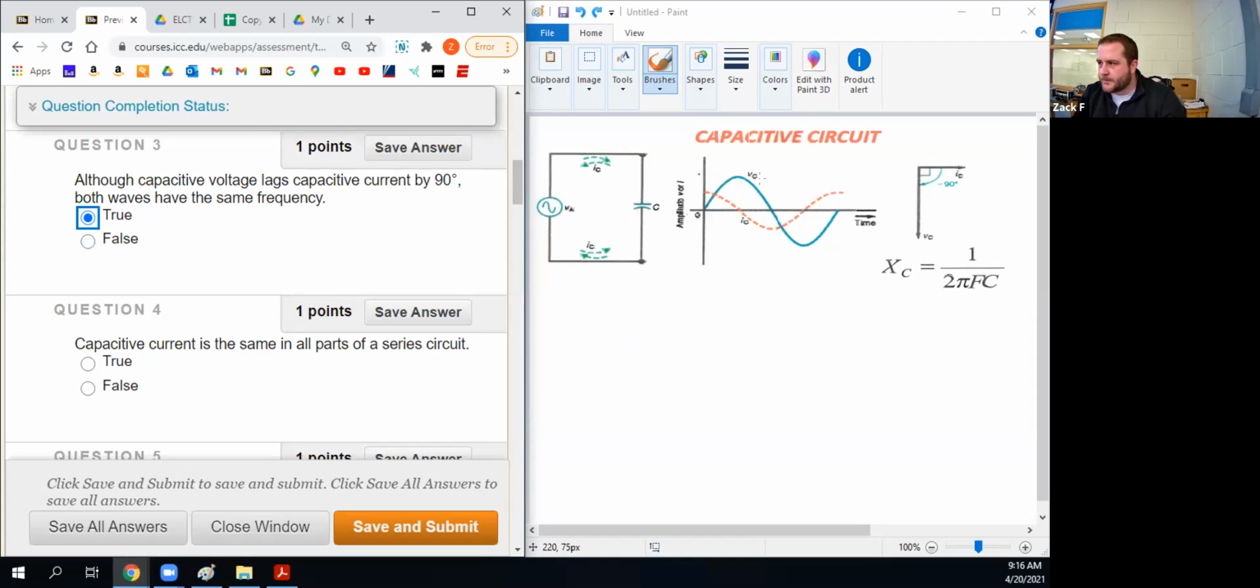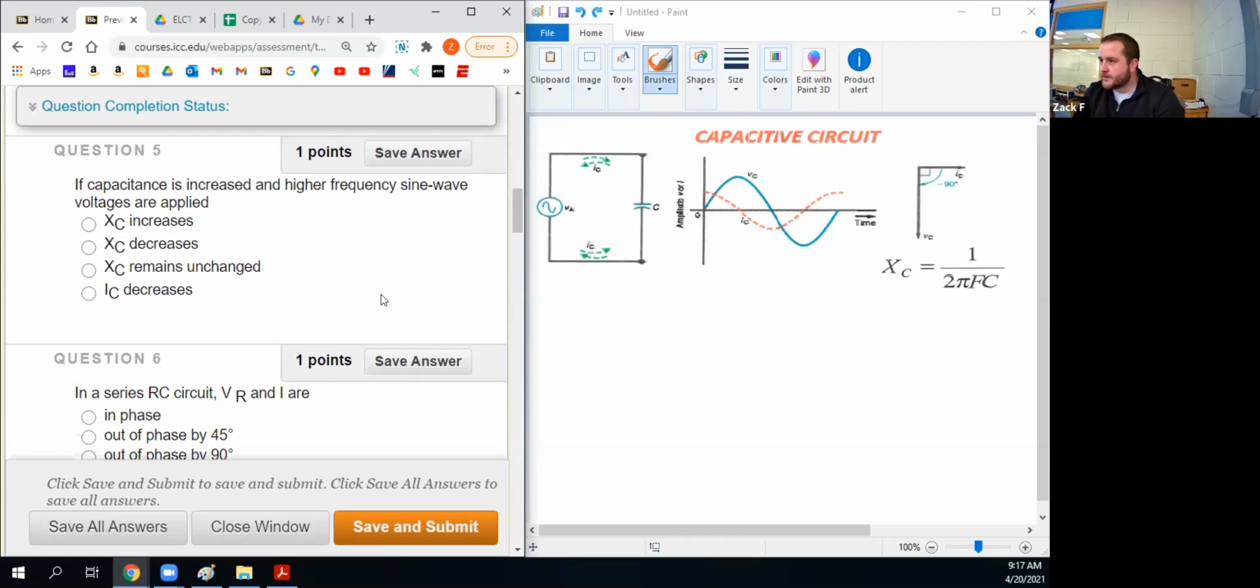Frequency is how many times it cycles per second. My brain was thinking something else on it. Capacitive current is the same in all parts of a series circuit. True. In a series circuit, there's only one path and current will be the same through all series connected components.